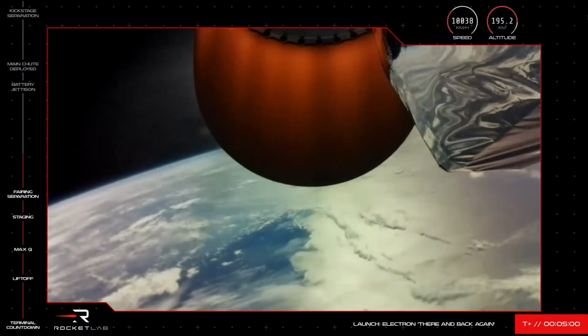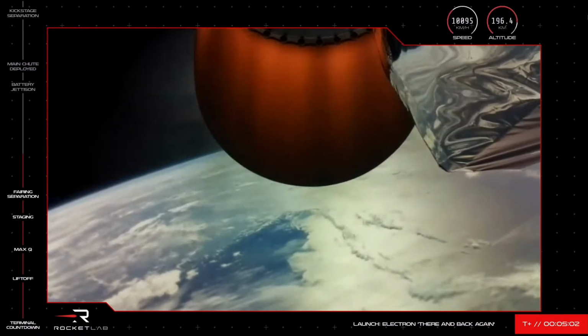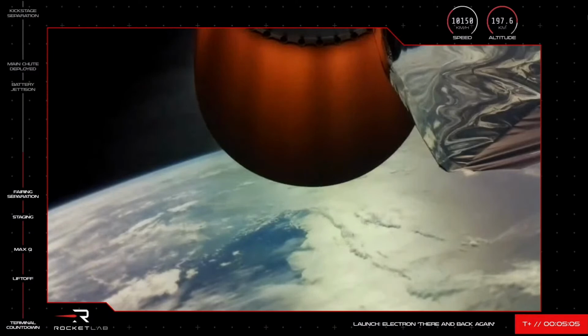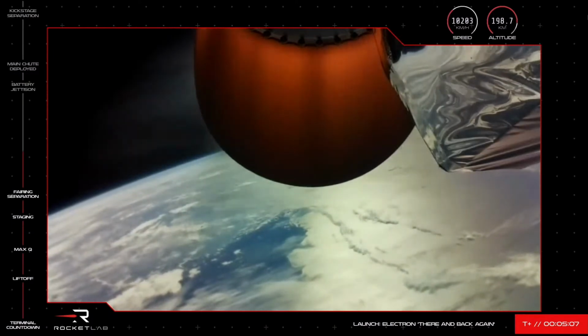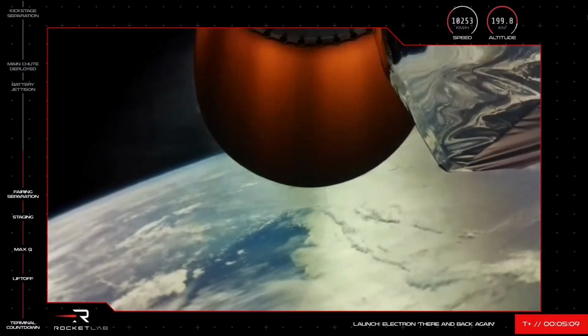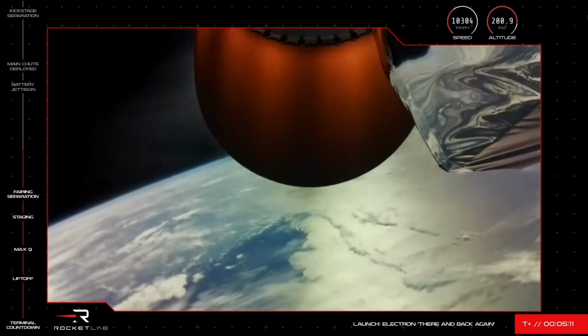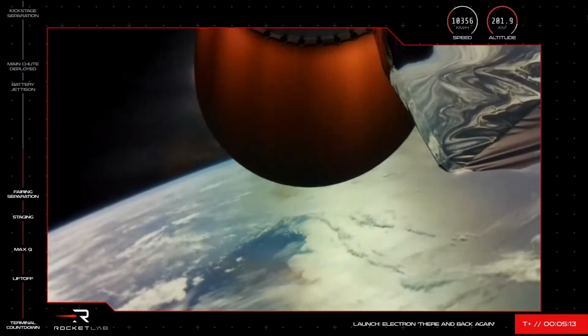Electron second stage engine, as you heard there, is continuing nominally and firing hot as the mission continues to orbit. All payloads on the stage remain healthy and ready for release to their 520-kilometer circular orbit.